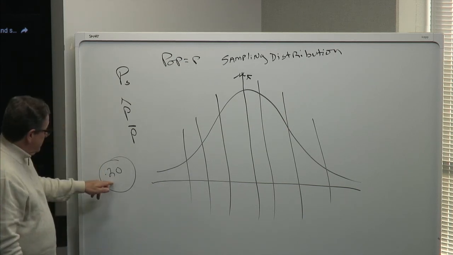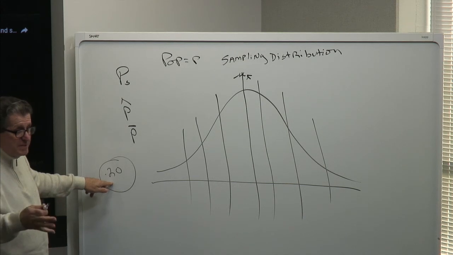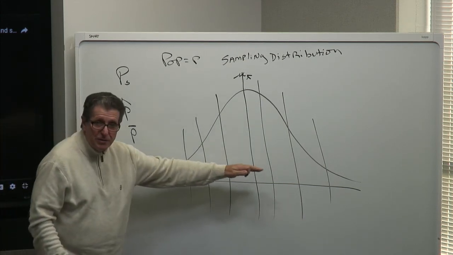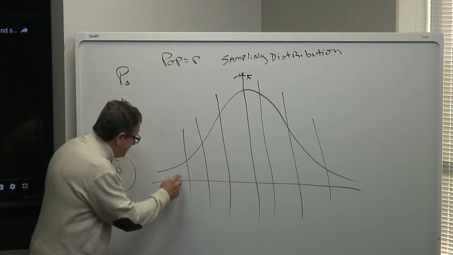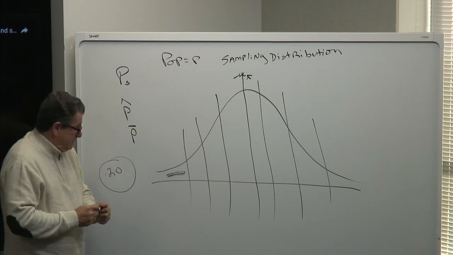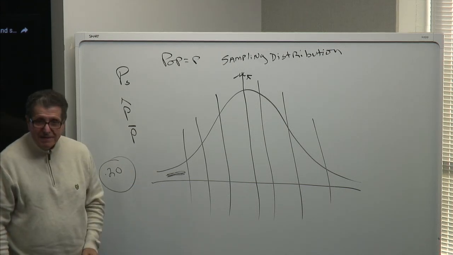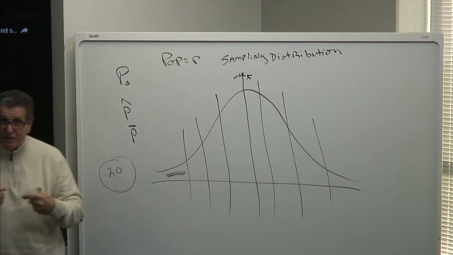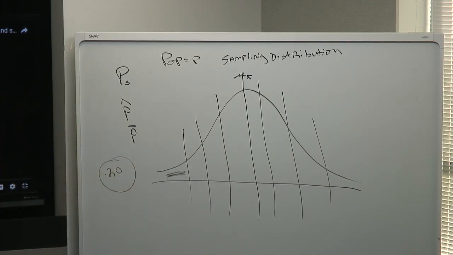Once you turn the sample finding into a z-score, you can locate it here. If that z-score ends up down here in this shaded area, it's a rare event, isn't it? Try to remember these things, because this is really going to lead us into the next chapter on confidence intervals.